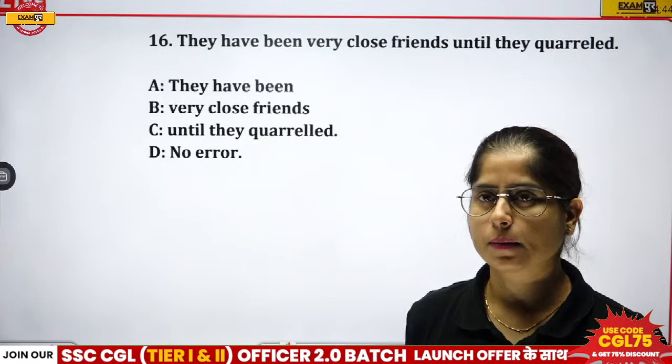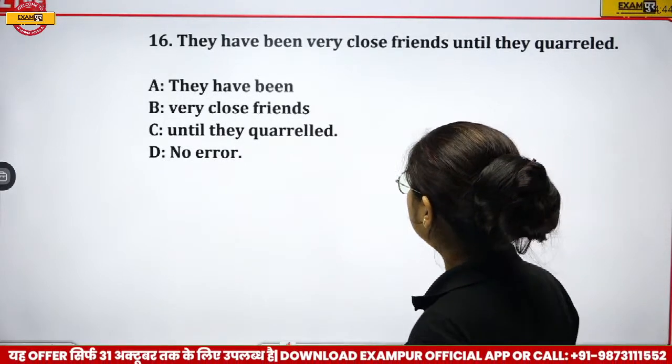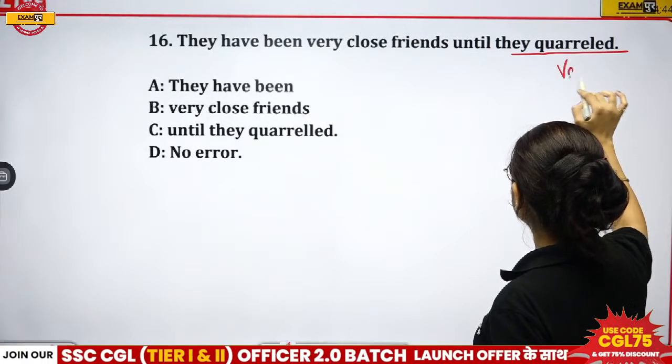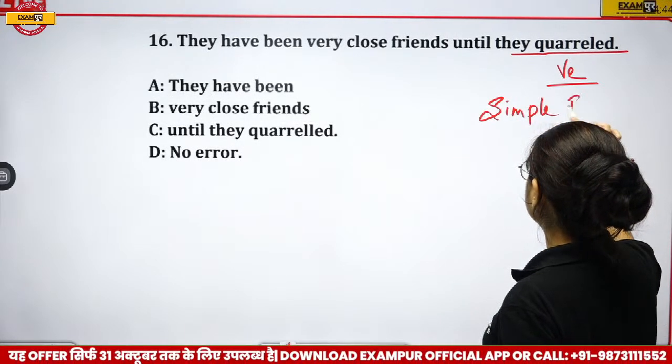Are we done here? 16th A? Yes, what is the error? See, they have been very close friends until they quarreled. Here the word quarreled is V2, that means simple past tense, isn't it? Simple past tense.